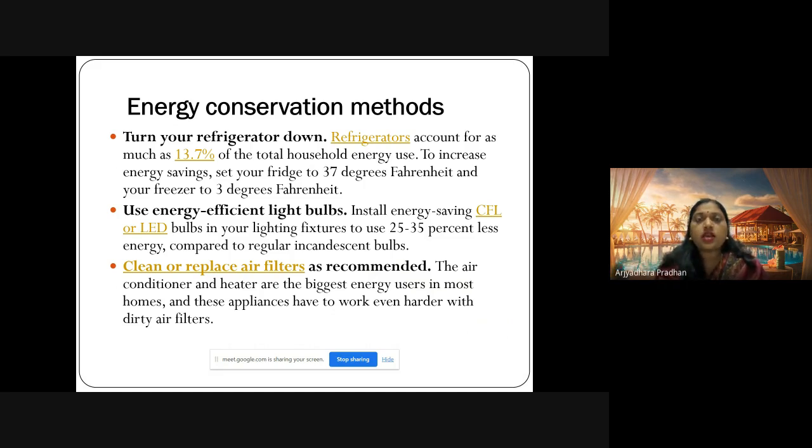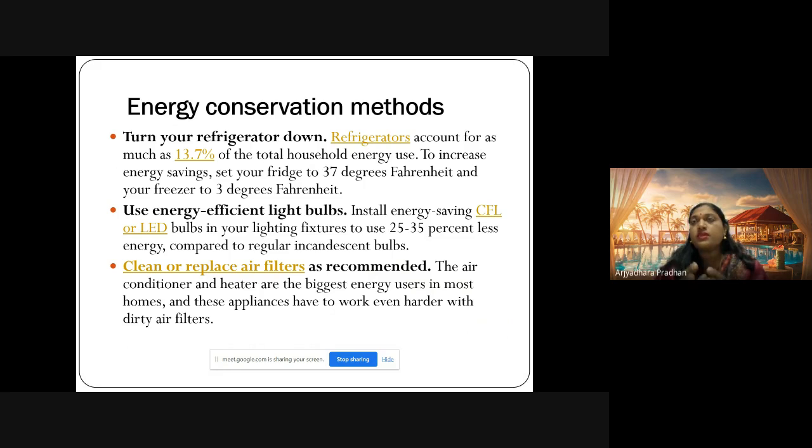The refrigerator accounts for as much as 13.7% of the total household energy use. To increase energy savings, set your refrigerator to 37 degrees Fahrenheit and your freezer to 3 degrees Fahrenheit. Now use energy efficient light bulbs instead of CFL, or you can say normal fluorescent lamps, sodium vapor lamps. We can directly go over to LED bulbs so that it will be more efficient. It will give a 25 to 35% increase in efficiency, and the normal incandescent bulbs are also less efficient in comparison to LEDs.